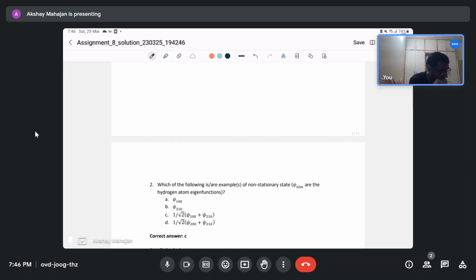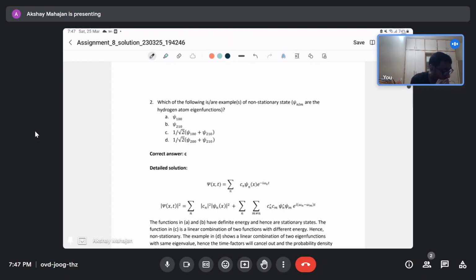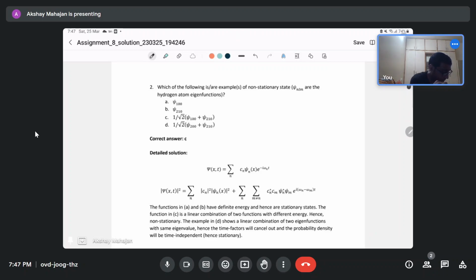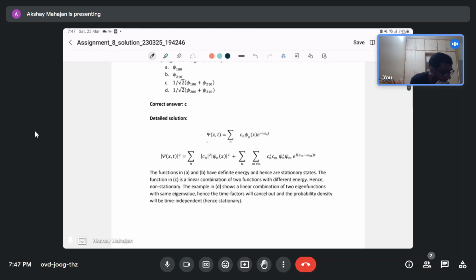Alright, so that was problem number 1. Then in problem number 2: which of the following is or are examples of non-stationary states? Psi n l m are the hydrogen atom eigenfunctions. So we need to find the non-stationary state. Going with a similar idea, now we have psi 100, psi 210, 1 by root 2 times (psi 100 plus psi 200), or 1 by root 2 (psi 200 plus psi 210). If we write this now, it is an example of non-stationary states. Now we know that psi(x, t) is given by the summation over n of c n psi n(x).